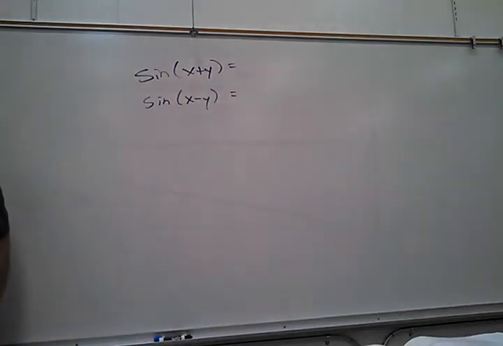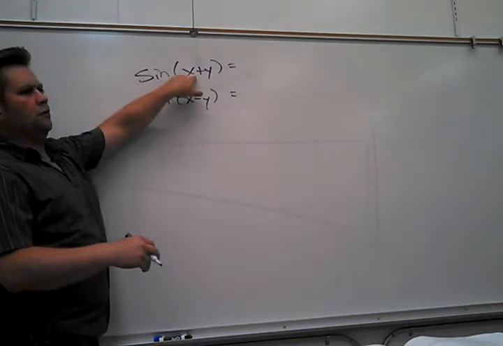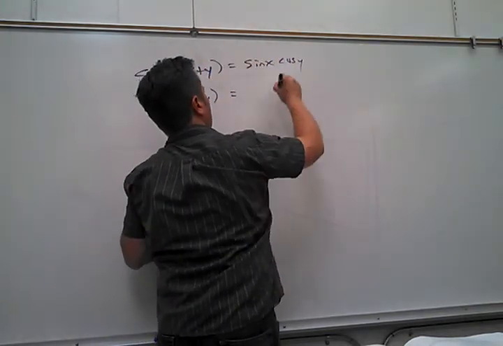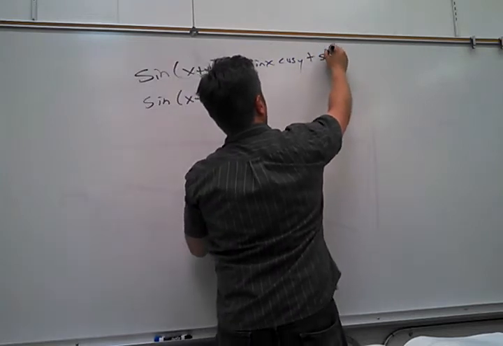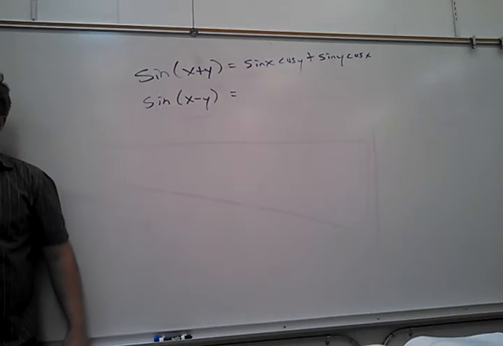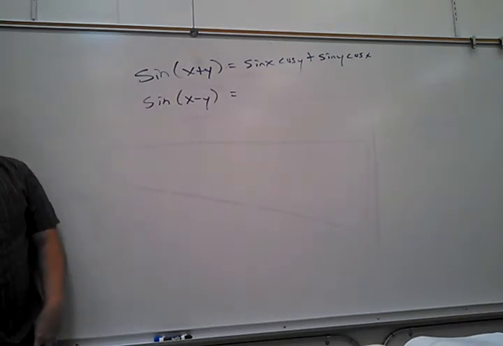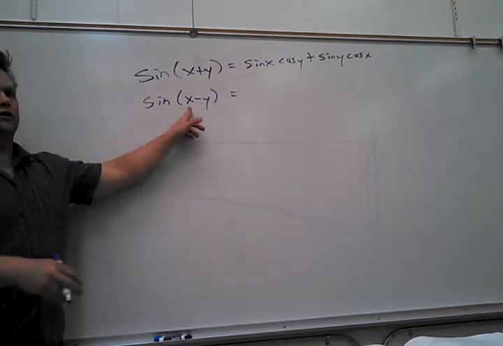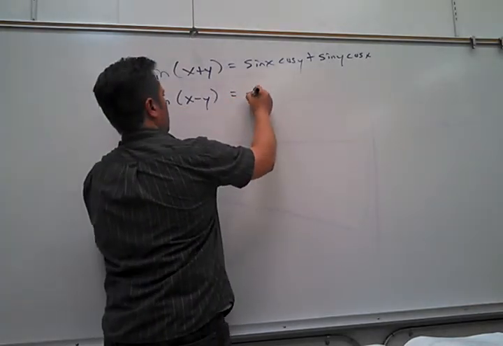All right, somebody help me out real quick. What's this top one going to be? Sine x cosine y plus cosine y cosine x. Good. And then this guy, the only difference really would be minus. Yeah, minus.